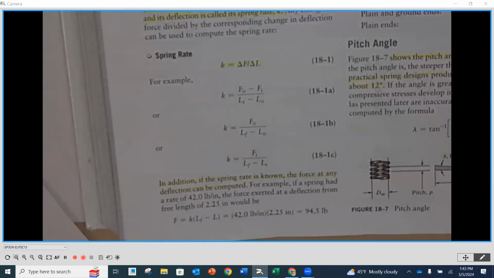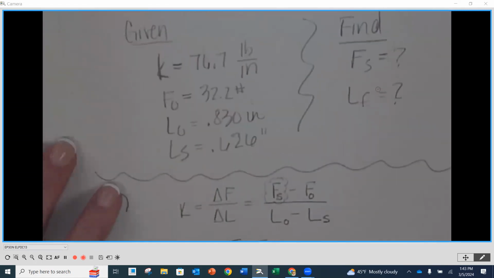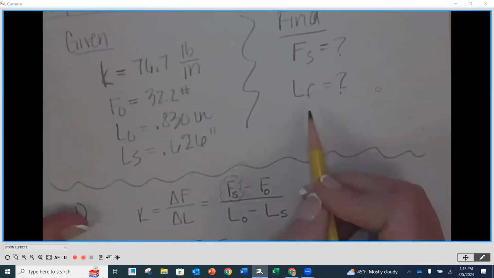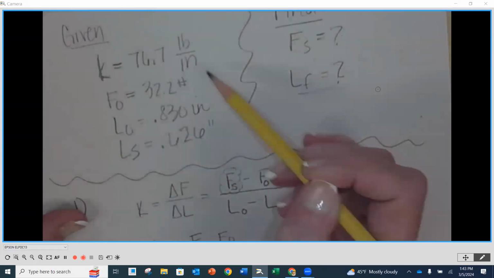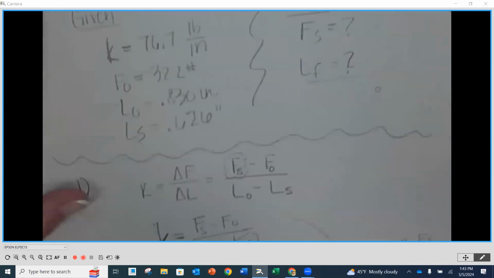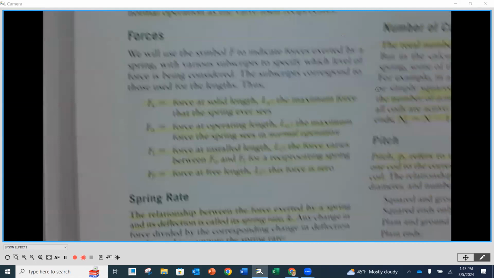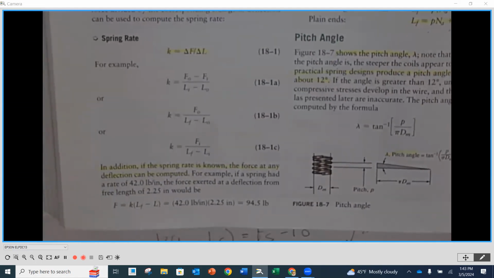Because our given variables for this problem were here, right at the top. So if I want to try to find the free length, I want to pick the equation that I'm going to be able to use the most of these. Is there one of these equations that does that for me, or the rearrangement of? Go ahead. Yeah, the third one.